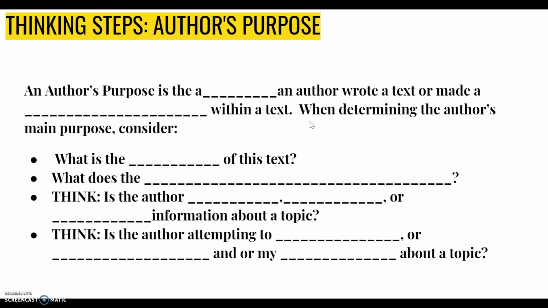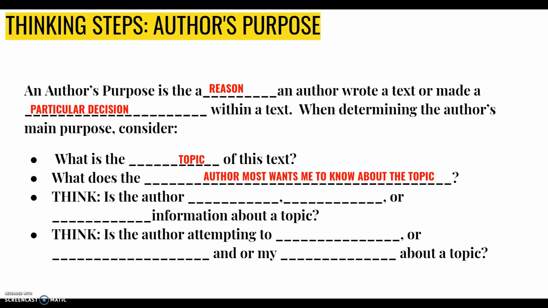So I am going to start by reviewing our thinking steps to finding the author's purpose. An author's purpose is the reason an author wrote a text or made a particular decision within a text. When you are determining the author's purpose, I want you guys to consider these four things. First, what is the topic of this text? Two, what does the author most want me to know about the topic?